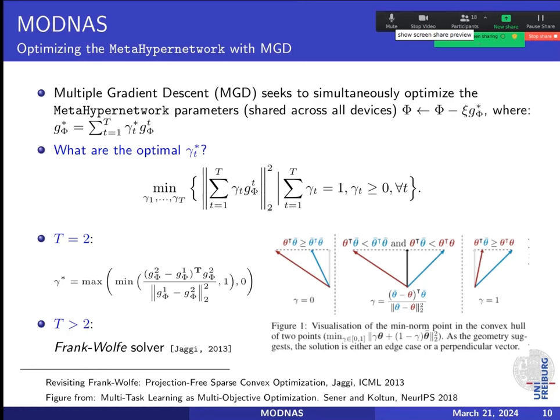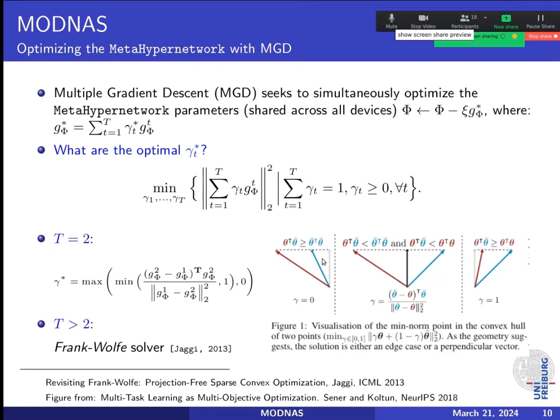So what they do is that they try to find the min norm point in the convex hull between all the gradient vectors, right? So what you have here, for instance, in the case of 2 objectives, so T equal to 2, if you see this figure, you have this red vector, which is the gradient of objective one, let's say, and this blue vector, which is the gradient of objective two. And basically, you try to find the min norm in the convex hull between these two, right?